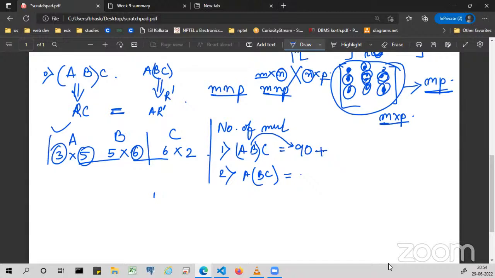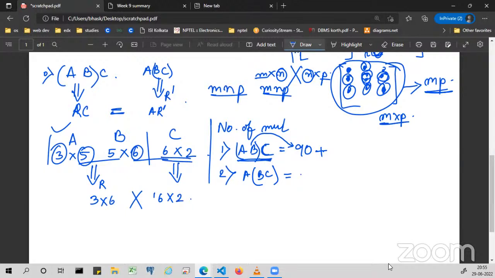But what would be the result if I multiply this whole thing, ABC? The C part is still left. I have to calculate that. Only AB multiplication took 90. So what would be the resultant matrix that I get? Let's say the resultant matrix is R. What would be the dimension of R? 3 cross 6. And I have to now multiply C. So it's basically 3 cross 6 into 6 cross 2, correct?